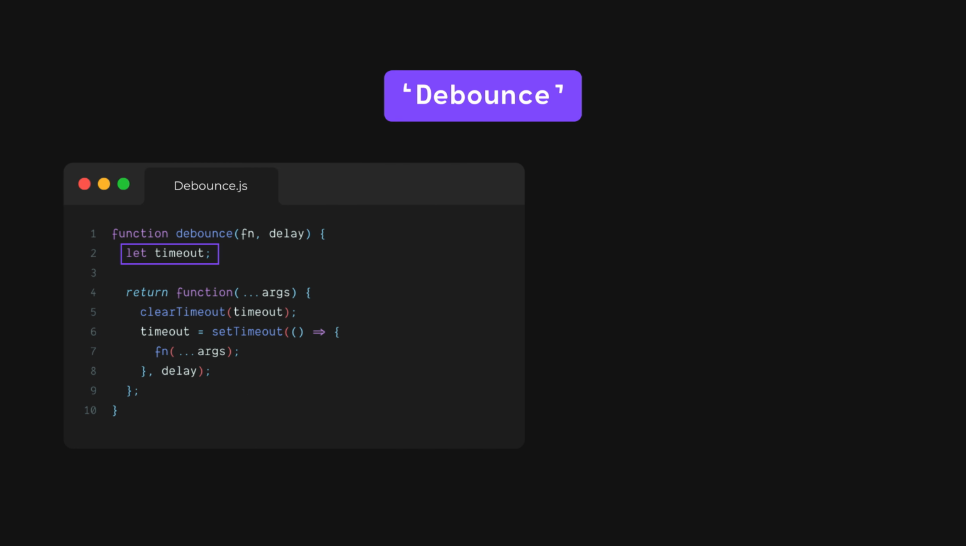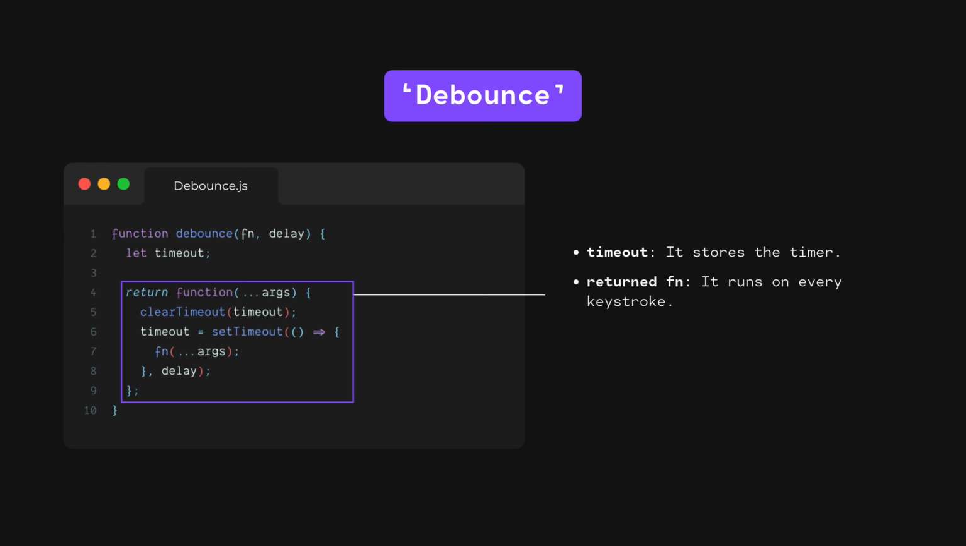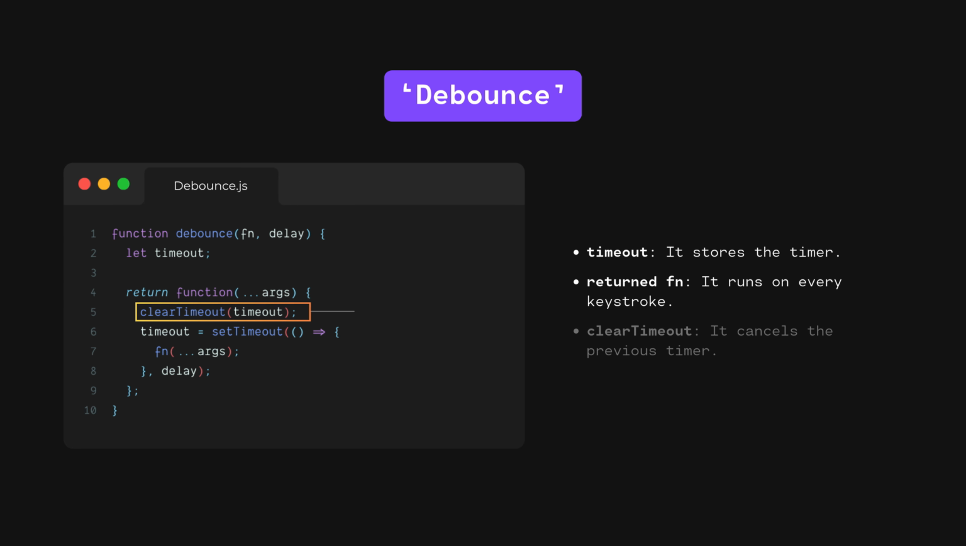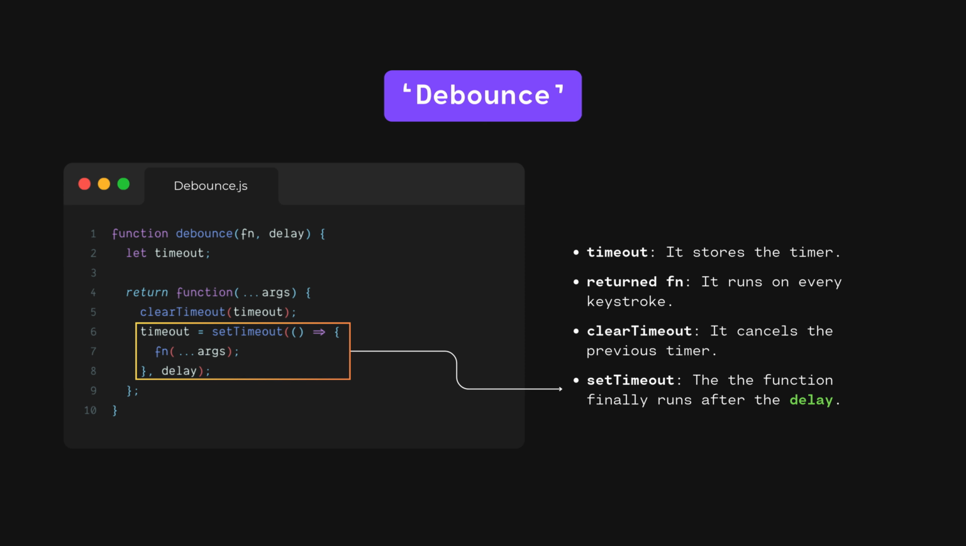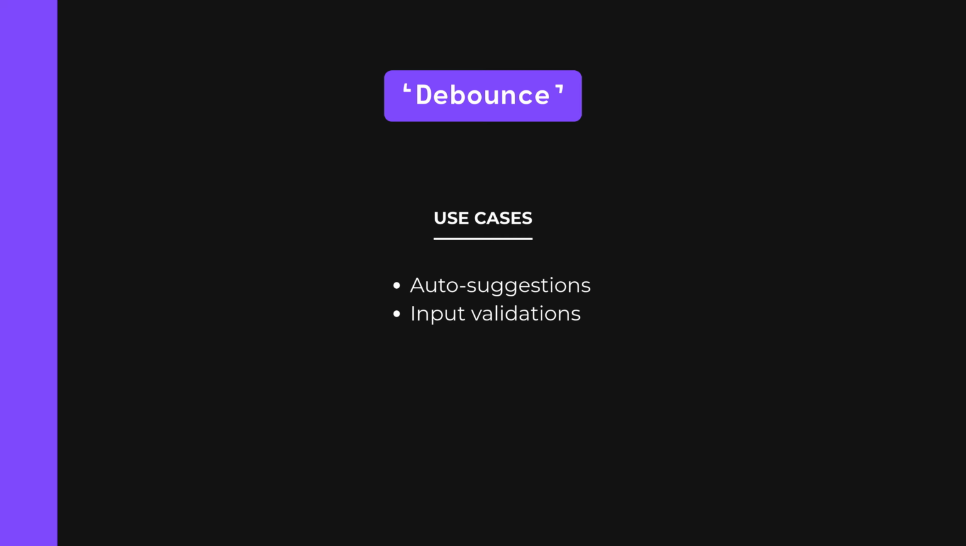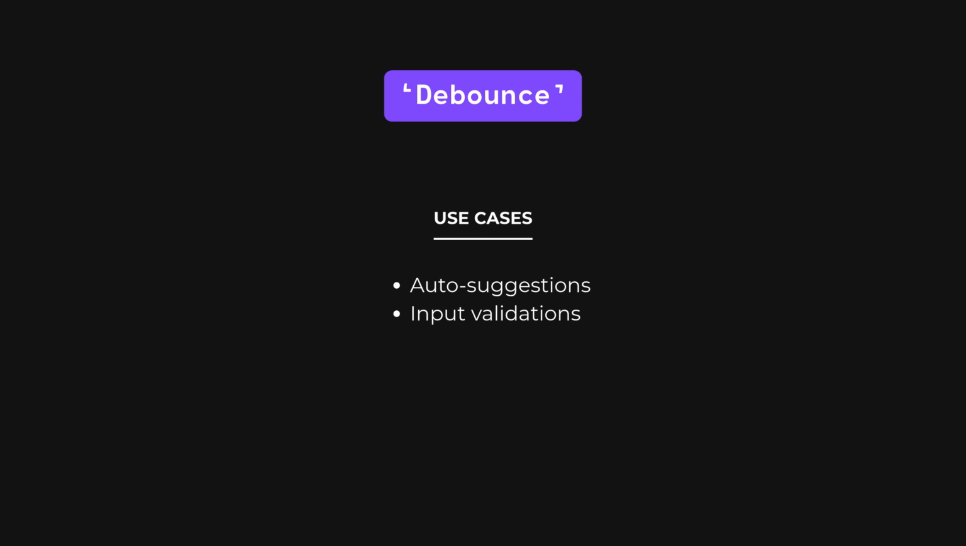First, we create a variable called timeout. This stores the timer. Then we return a new function. This is important because this function runs on every keystroke. Now the key part, every time you type, clearTimeout cancels the previous timer, so nothing runs yet. Then we start a new timer. Only if the user stops typing for that delay, the function finally runs. Some other use cases of debounce include auto-suggestions and input validation.